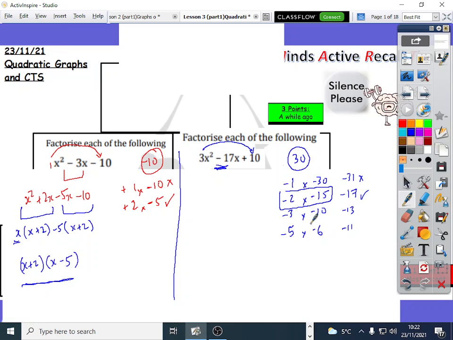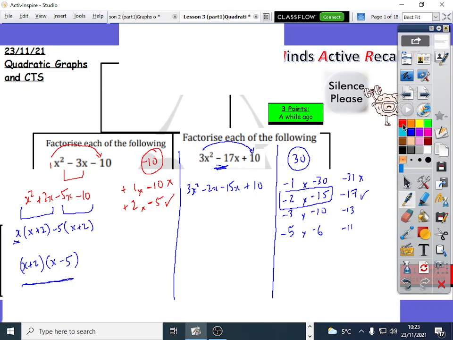Once I've got those two, it doesn't matter which order, I'll put a line there so we don't get mixed up. So I'm going to replace minus 17 with minus 2, minus 15. So the first term and the last term stay the same. So that's 3x squared. This one gets replaced with minus 2x minus 15x. And this one stays the same, plus 10. Now, this expression is exactly the same as that. The only difference is we broke down the minus 17 into minus 2 minus 15.